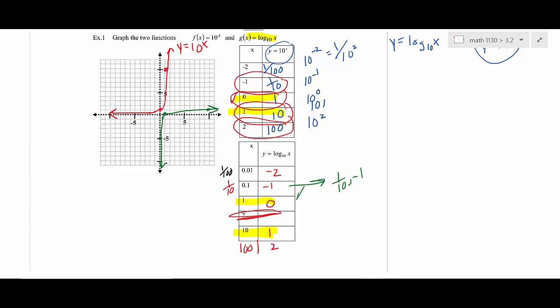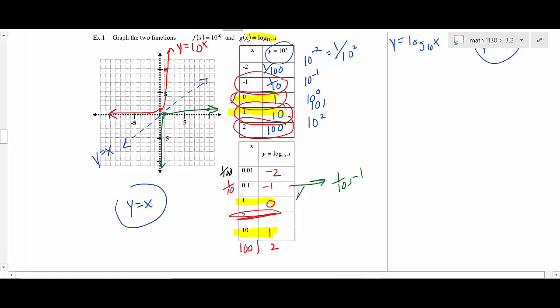Now the other thing that's worth knowing for an inverse: if you were to graph y equals x, that's how they're symmetrical. So y equals x is a line that goes through the origin at a 45-degree angle. You don't have to get that perfectly accurate, but it is nice if you write on your paper that you know that it is symmetrical about that line. So that would be how you graph the logarithm, the inverse of 10 to the x.